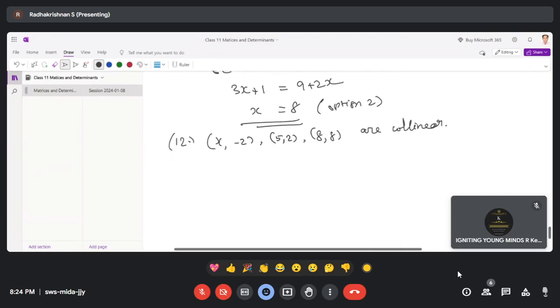You can say it any way. I mean, you just have to find out the value of x, assuming that these are collinear. Okay, you can take that.